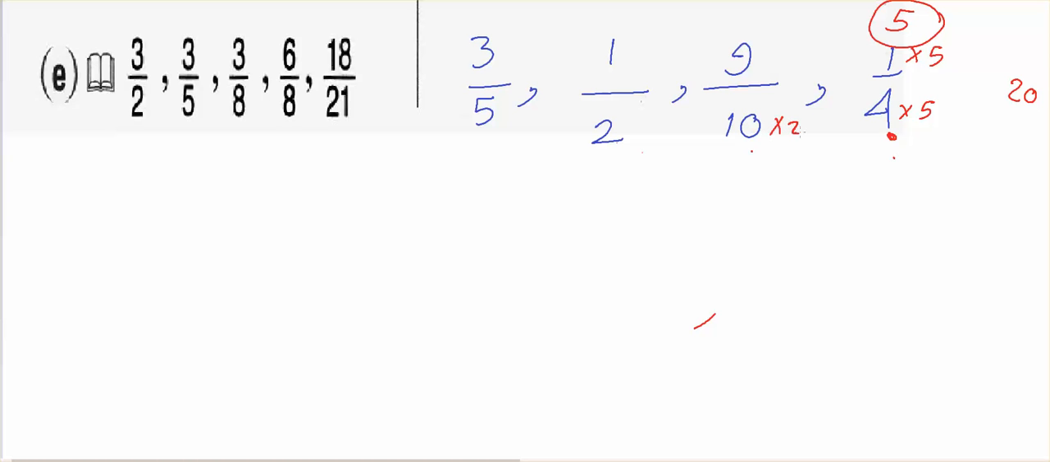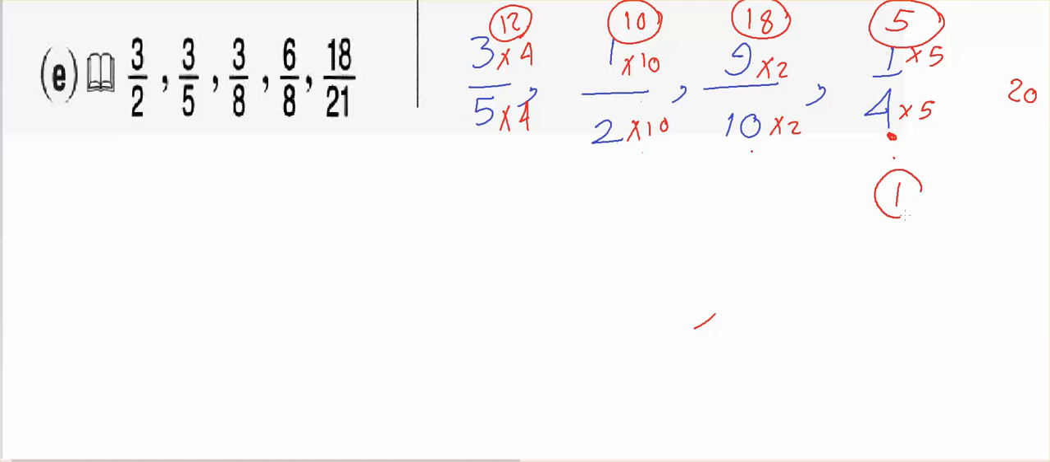10 times 2 is 20, and 9 times 2 equals 18. For 2 to be 20, 2 times 10, 1 times 10 equals 10. For 5 to be 20, we multiply by 4 up and down. 3 times 4 equals 12. What is the smallest number? 12, 10, 18, 5. Yes, this is the smallest.